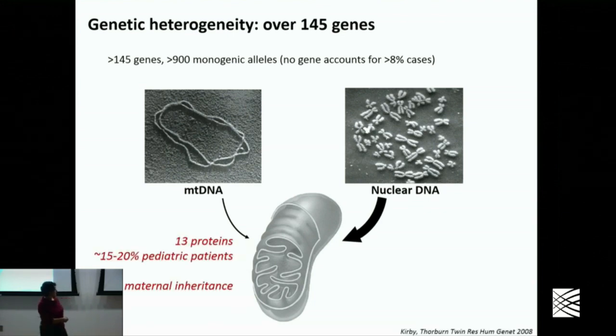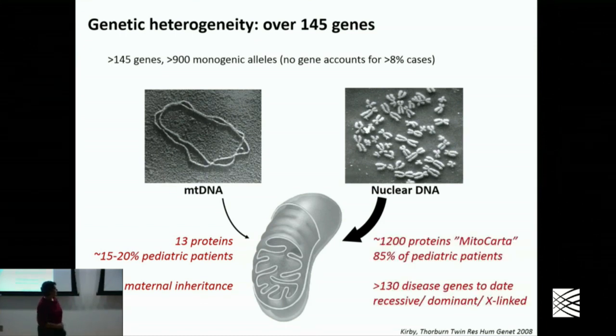The mitochondrial genome, as we talked about, has 13 proteins. It accounts for about 15 to 20% of pediatric patients, and these are maternally inherited. The mitochondrial defects account for a larger percent of adult onset cases. These tend to be the more mild of the phenotypes. The more severe are defects in the nuclear genes. So there are about 1,200 proteins. My graduate work was figuring out what they all are. This is a list called MitoCarta. And defects in these genes account for about 85% of pediatric cases. And the disease genes found to date are mostly recessive. There are a handful of dominant ones that are found and a couple X-linked.